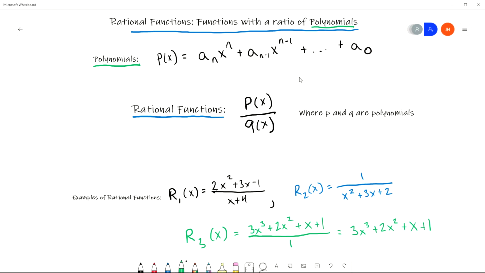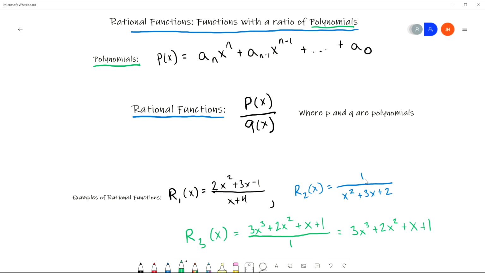So let's look at rational functions. Rational functions are defined as a ratio of polynomials. So that would be a function of the form p of x divided by q of x, where p and q are both polynomials. All right. So some examples of rational functions are just anything where you have 2 polynomials dividing each other. For example, here's my first example, 2x squared plus 3x minus 1 all over x plus 4. Here I have one polynomial divided by another polynomial. Pretty straightforward.